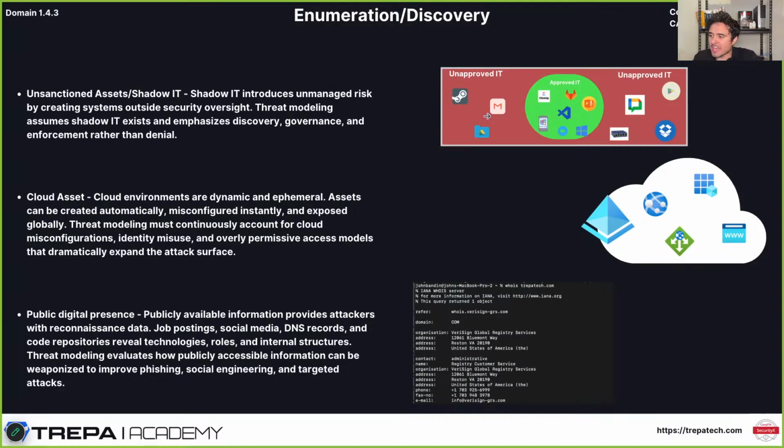Unsanctioned assets, or shadow IT. Sometimes our users may not feel supported, and they feel like they've got to bring in extra IT or extra software to help them get their job done or to be more effective. We call that shadow IT. So that is unmanaged risk, right?